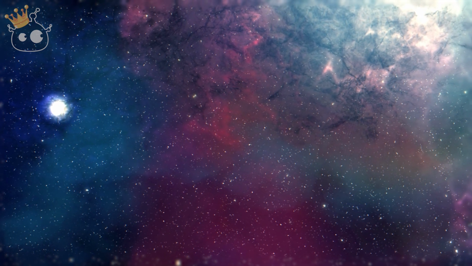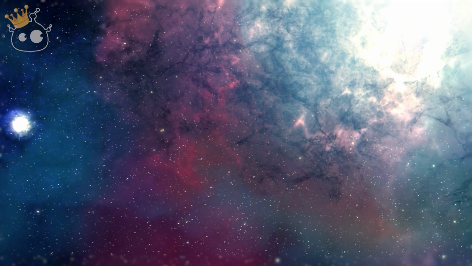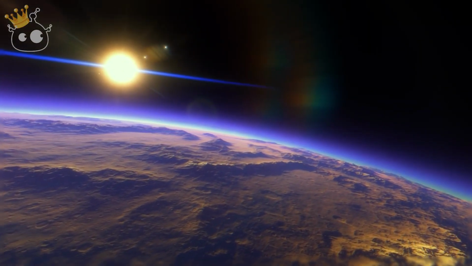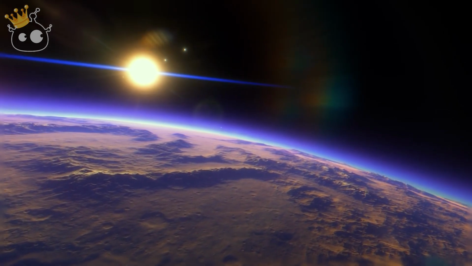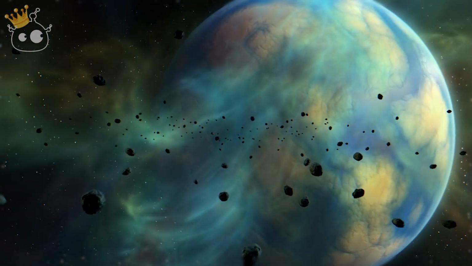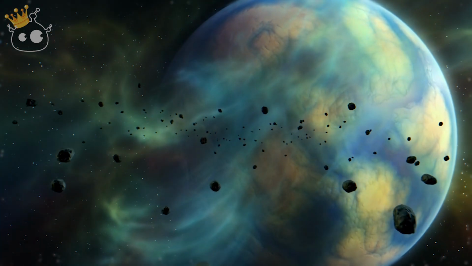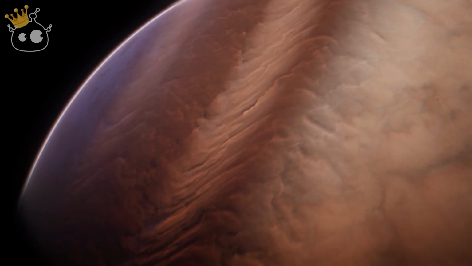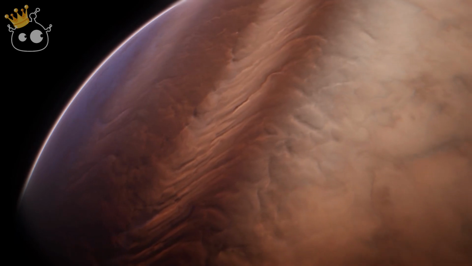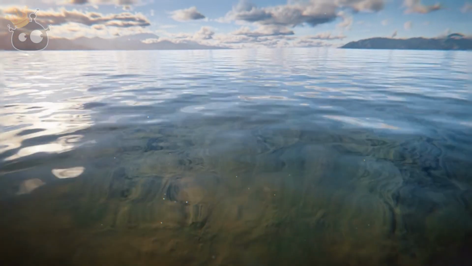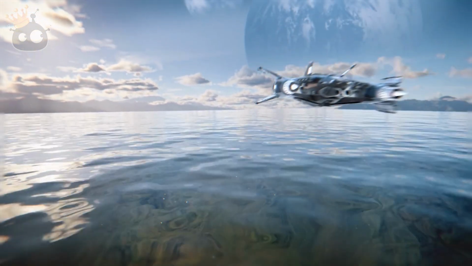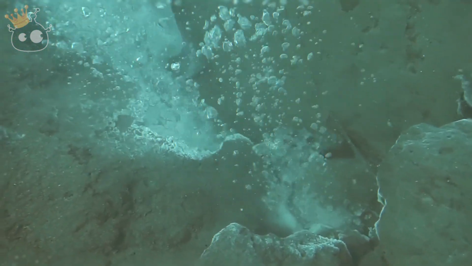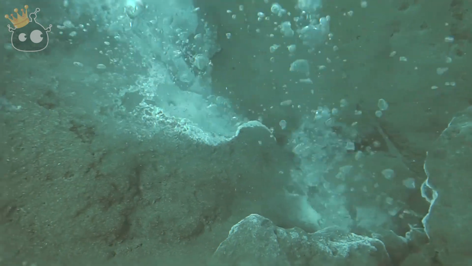Biosignatures can be affected by many factors, such as the properties and evolution of the star, the planet, and the moon system, the composition and dynamics of the atmosphere and the surface, the presence and distribution of clouds and dust, and the interference of other sources of light, such as other planets or stars. Biosignatures can also be produced by non-biological processes, such as the photolysis of water by ultraviolet radiation, or the oxidation of minerals by volcanic gases, which can create false positives or mimic the effects of life.